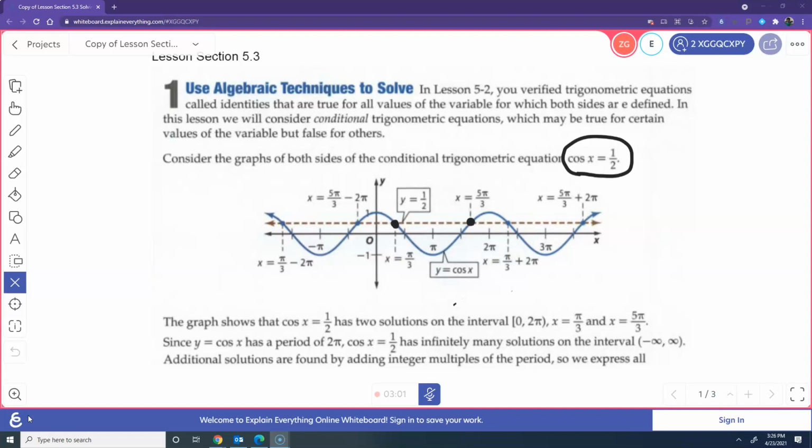So we know that x equals pi over 3, which is the same thing as saying 60 degrees. Pi over 3 is in radians. Now we have the other answer that occurs as the graph continues. It's continuous, and it's also going to be 1/2 at 300 degrees.